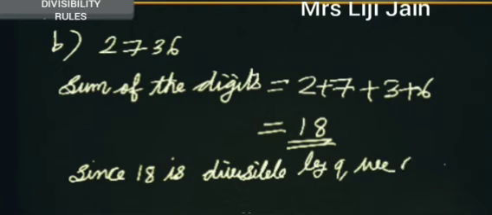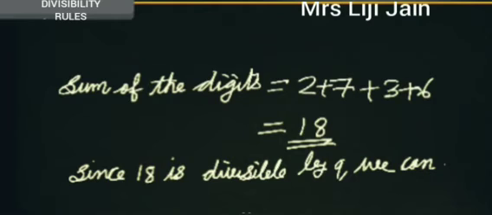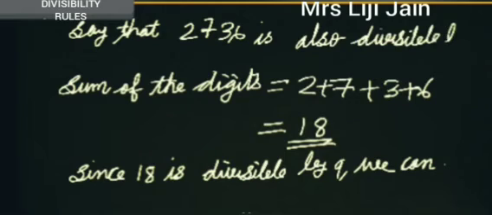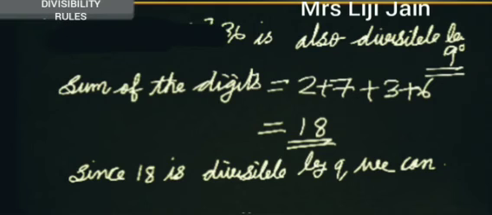we can say that which is our given number? Yes, 2736 is also divisible by 9. I think it is enough. The concept is finally clear now. Okay, so let's move on to the next rule of divisibility.